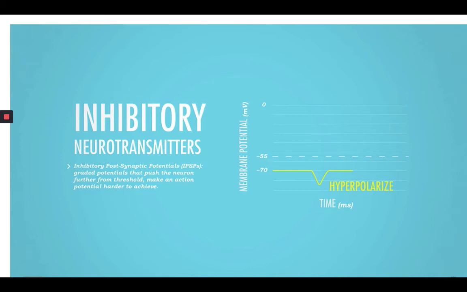Inhibitory neurotransmitters are the graded potential that push the neuron further from the threshold, making an action potential harder to achieve. Why do we need inhibitory neurotransmitters, guys? Remember, when our nerve cells, neurons, take the impulse, and it's a strong impulse, it goes up to plus 40 millivolts, and then in order to have a normal function for the neurons, after depolarization they directly go down to hyperpolarization, just because that's the inhibitory neurotransmitter, and by this way they don't accept other stimuli.